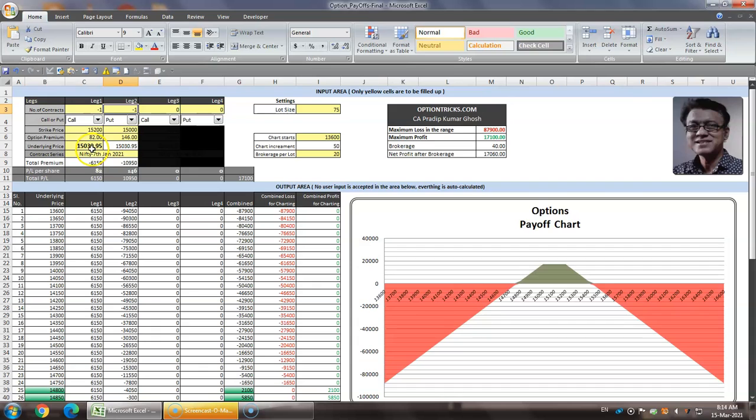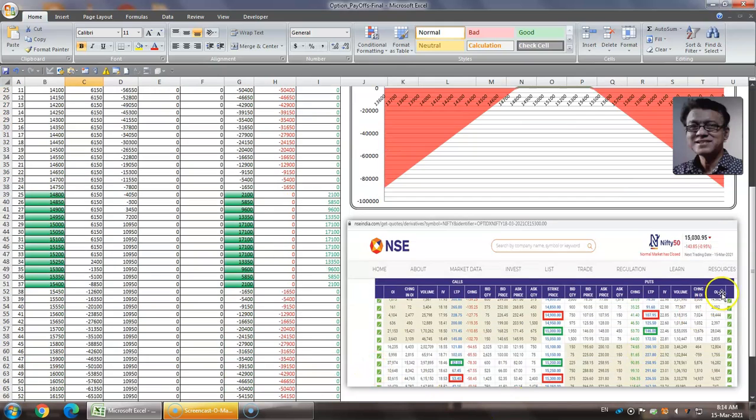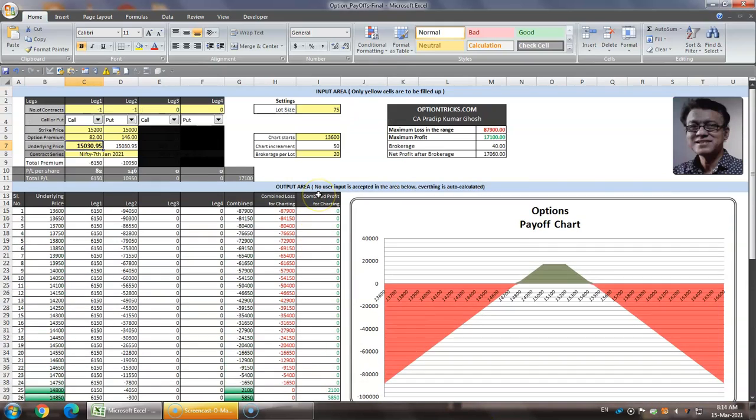The market that day, the underlying price was 15030.95, which you can see over here. And now with that underlying price in mind, he actually sold a call at a strike price of 15,200 and sold a put at 15,000. As you see, 15,200 is more than 15030.95 and 15,000 is less than 15030.95. But very close. I mean, these two positions are very close to the underlying price.